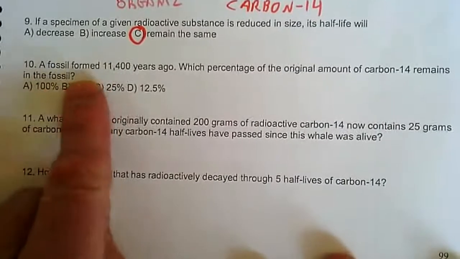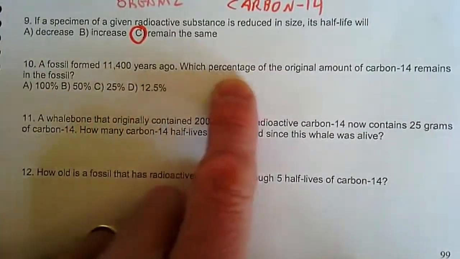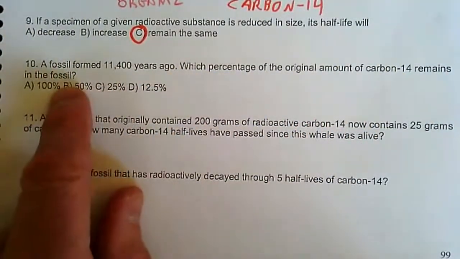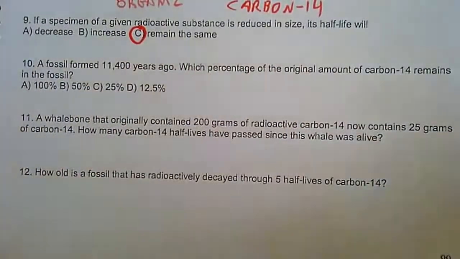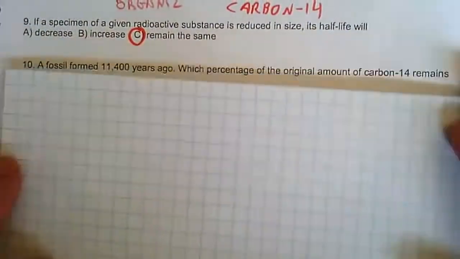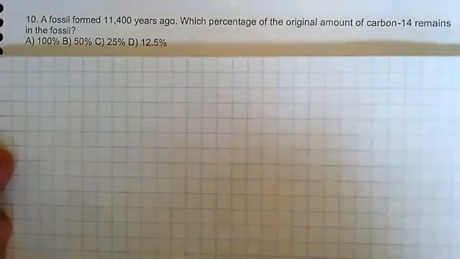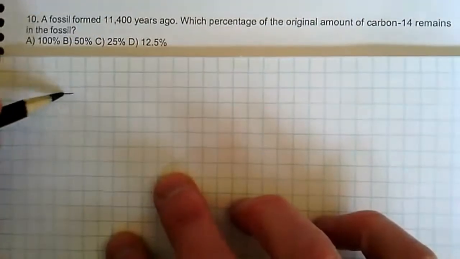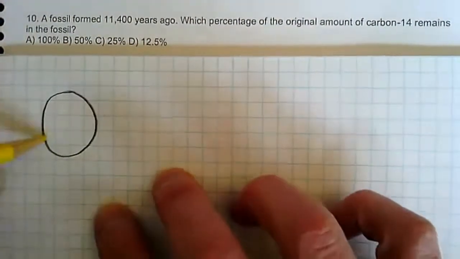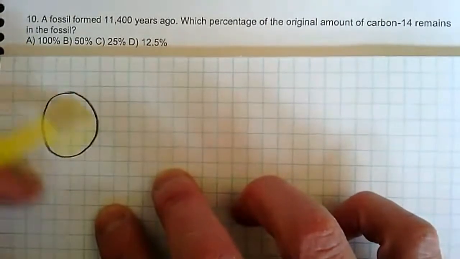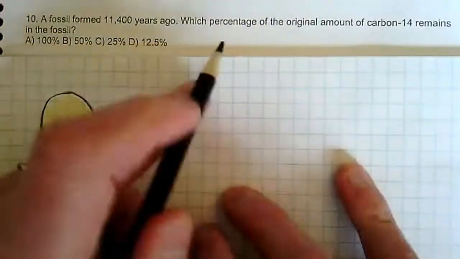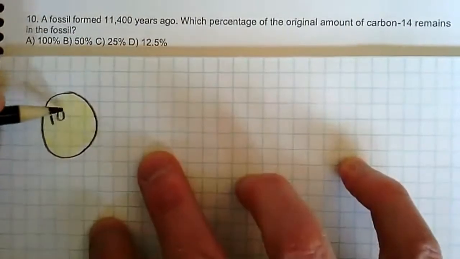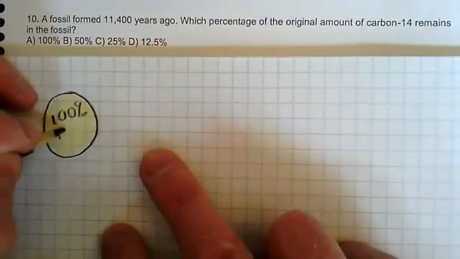Question 10. A fossil formed 11,400 years ago. Which percentage of the original amount of carbon-14 remains in the fossil? Let's go through our steps for this. I've got a fossil formed 11,400 years ago, so let's go through these steps of carbon-14. I start with this much carbon-14, and we'll use the same setup as we did in our notes. Instead of having 400 grams like we had in the notes, this is talking about percentages. So we know we're going to start with 100% of carbon-14.